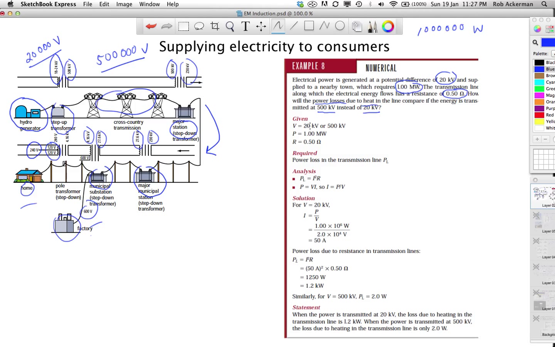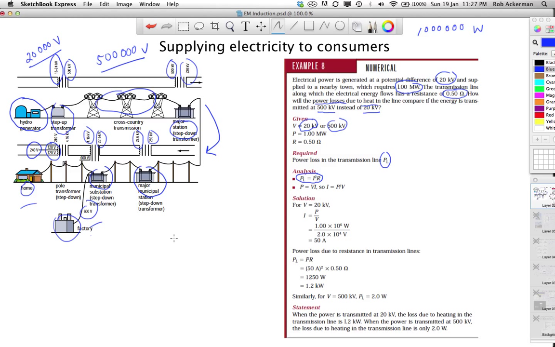So the given information: the voltage is going to be either 20 kilovolts or 500 kilovolts. The power required is 1 megawatt, and the resistance of the wires used in here is 0.5 ohm. And what they're asking us to figure out is the power loss, which they symbolize as P with a subscript L. Now, first off, where does this formula come from? P equals I squared R.